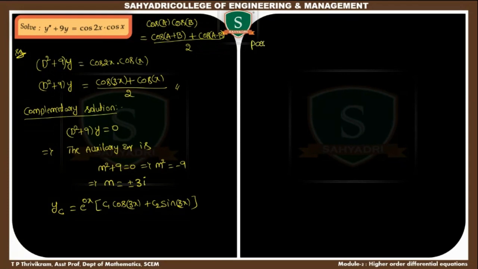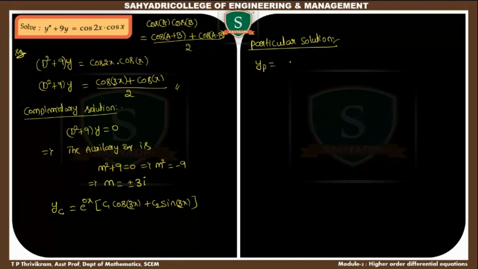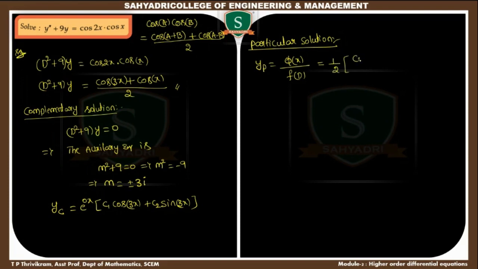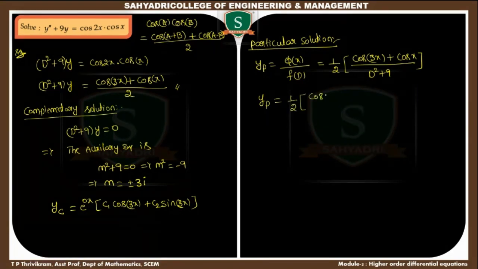Therefore, the particular solution is yp equal to phi of x divided by f of D. Here phi of x has 1 by 2, which I'll write outside, into cos 3x plus cos x, divided by D square plus 9. So yp is equal to 1 by 2, and I'll split the terms: cos 3x by D square plus 9 plus cos x divided by D square plus 9.